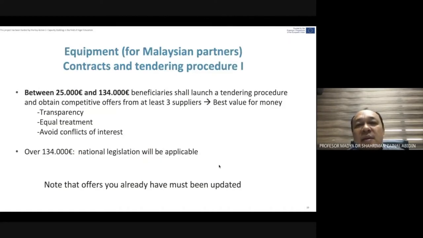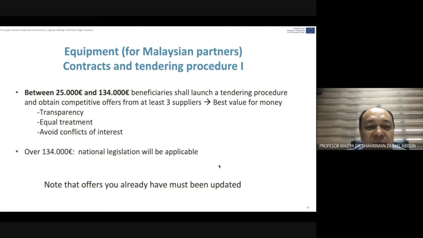This is for the purchase of equipment between 25,000 euro to 134,000 euro. Beneficiaries should launch a tendering procedure and obtain competitive offers from at least 3 suppliers. This is for the reason of best value for money, transparency, equal treatment and avoiding conflict of interest. If over 134,000 euro, national legislation will be applicable.